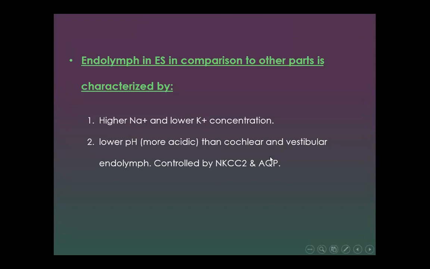So endolymph in the endolymphatic sac, in comparison to other parts of our membranous labyrinth, is characterized by higher sodium, lower potassium, and lower pH, more acidic than cochlear and vestibular endolymph. This is controlled by what's called sodium, potassium, chloride co-transport, and aquaporin.